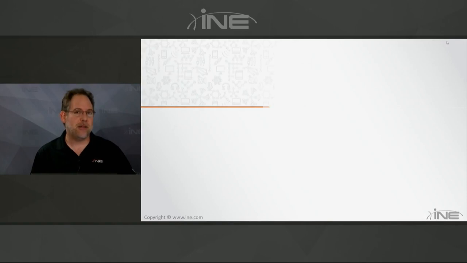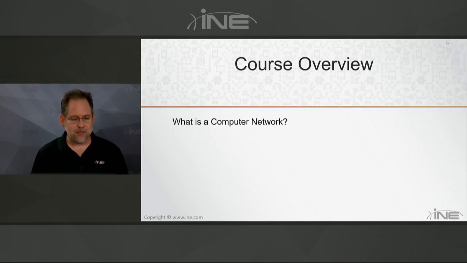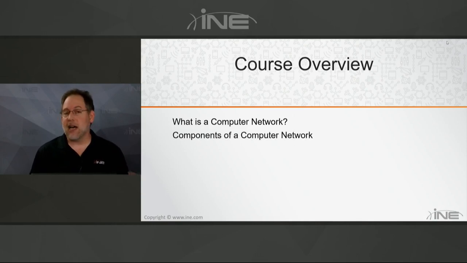I'm going to divide this up into several small sections. I'm going to take questions at the end of each section. We're going to start out with: what is a computer network? What is it actually made of? Big, small, what is it? What are some common components of a computer network?